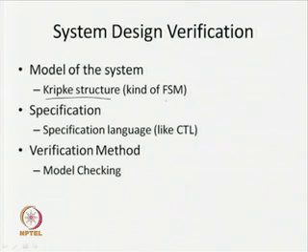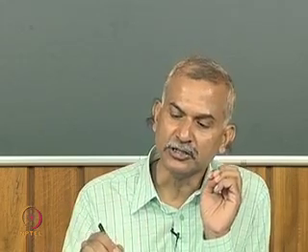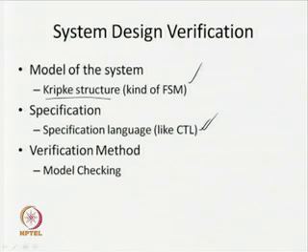After that, we have to give our specification, or the property that must be satisfied by my model. In this course, we have discussed one specification language, which is called CTL, computational tree logic. With the help of CTL, we can give the specification. After that we need the verification method by which we check whether the given specification is true in the model that we have given or not. For that we use a model checker, or the model checking algorithm.